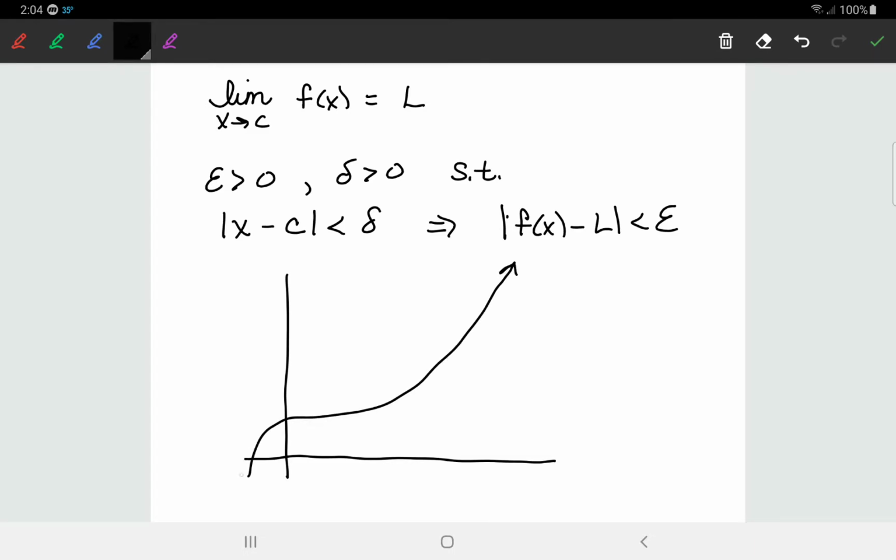Okay, so let's just take a generic function here, like so. This is f of x. And let's say we're looking at the limit as x approaches c, so we'll pick a value for c, let's say here, trace this down. That x value there will be c, and as we come across, we will say that this value will be epsilon, if a couple things happen, right?